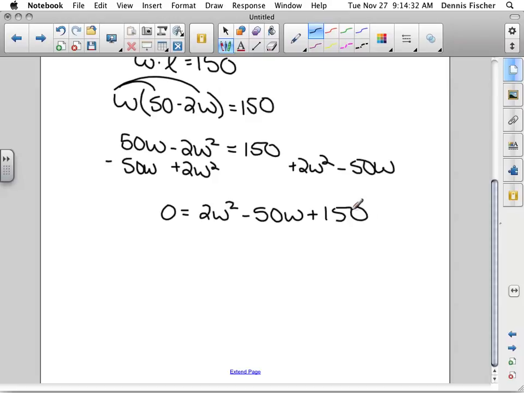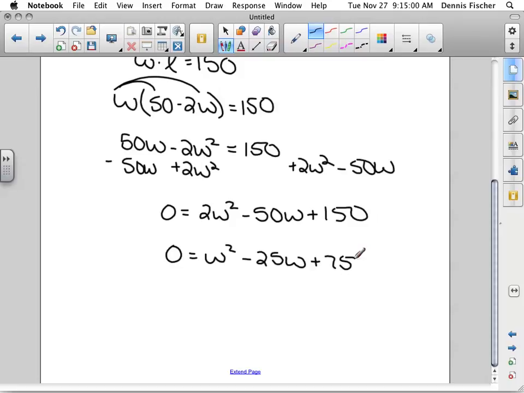Can I do anything to help this problem? Divide by 2. I'm going to write it out. If I divide by 2, I'm going to get this. Divide by 2. Right? How do I solve from there? I don't know the factors. So I have to do the quadratic formula.